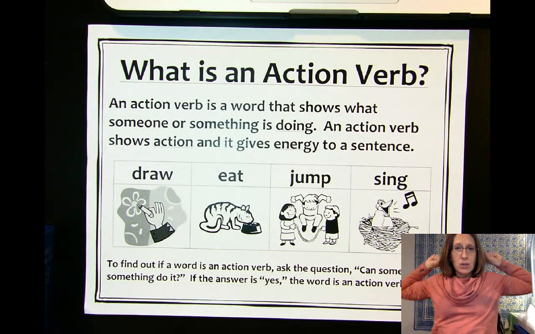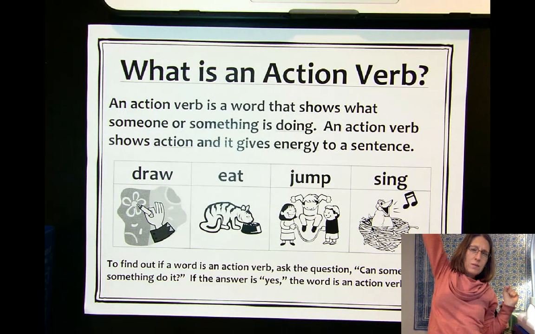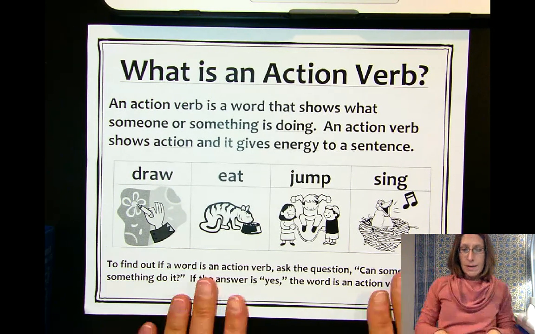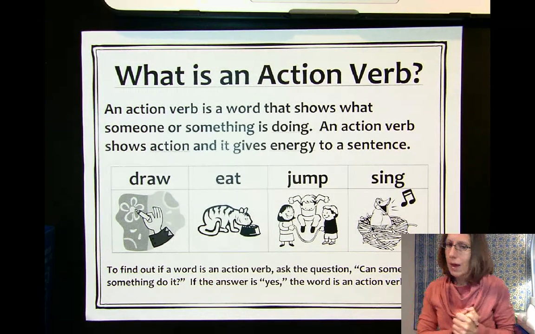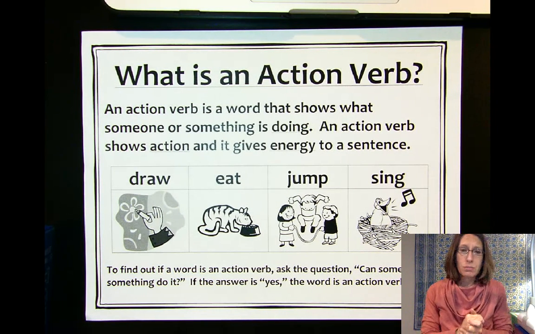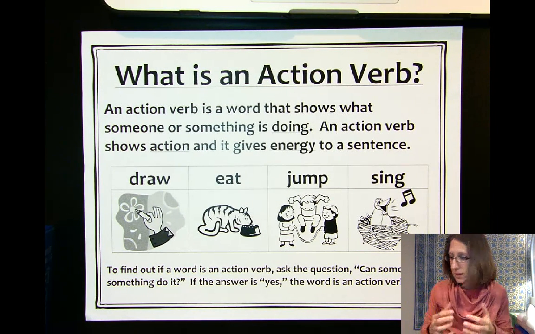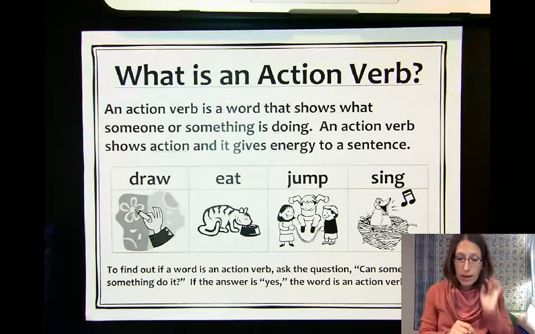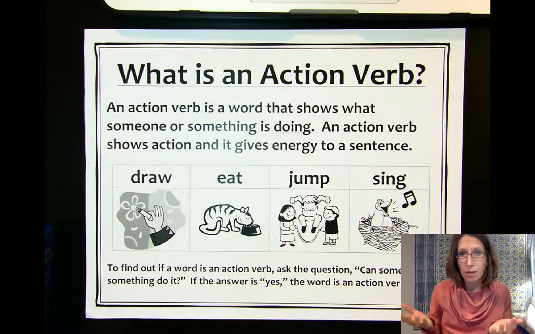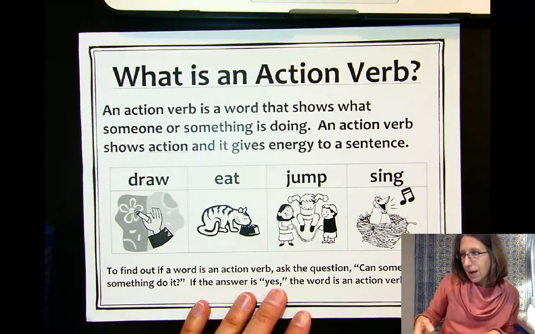And this is an action verb that I love to do in the morning. I love to stretch in the morning. It feels so good. So again, an action verb shows action. It adds energy to a sentence. And we can find out if a word is an action verb by asking, can someone or something do it? And if the answer is yes, it's an action verb.